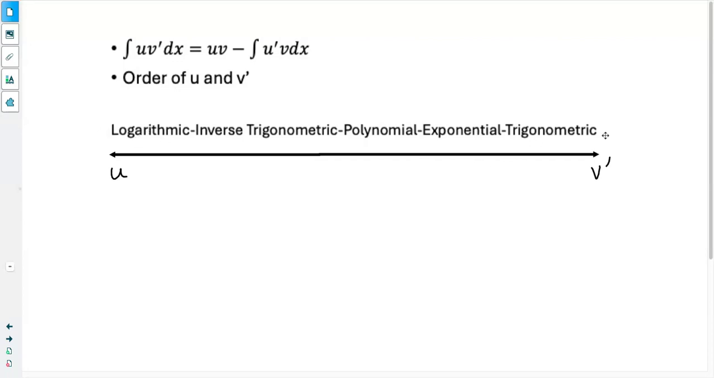Now this can be a bit hard to remember. Logarithmic, inverse trig, polynomial, exponential, or trigonometric, which is why sometimes this is referred to under the acronym LIPIT. So our order is logarithmic, inverse trig, polynomial, exponential, and regular trigonometric.